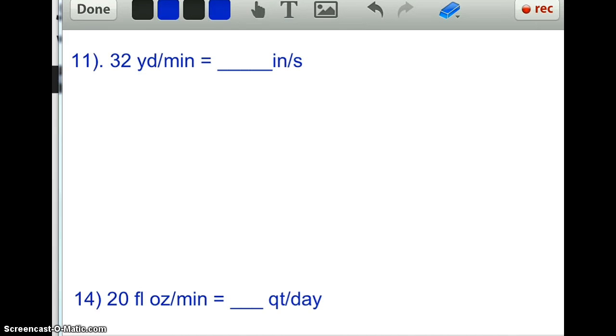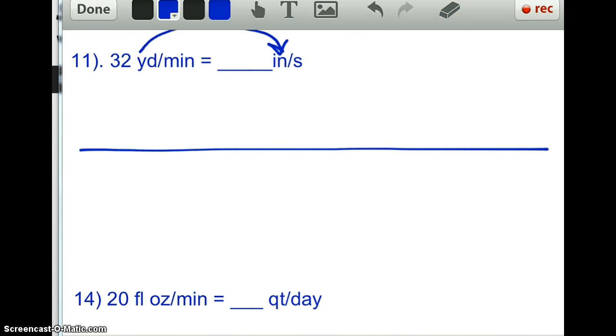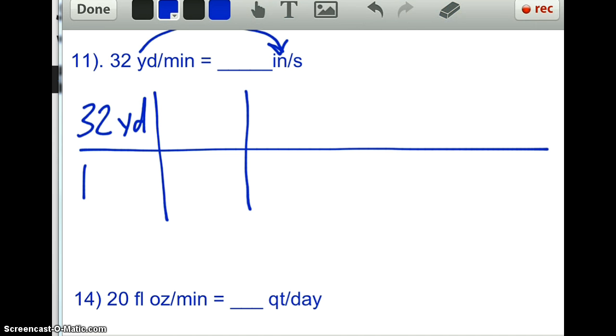So I'm going to draw this one out a little bit differently just to see if you can follow. How do I know if I multiply? How do I know if I divide? So I'm going to go in. I see that I've got yards per minute, and I've got to make the yards into inches. So let's take care of that first. I'm going to draw this nice little grid line to see if this helps me see what happens each time. I've got 32 yards, so that goes on the top, and then 1 minute goes on the bottom.